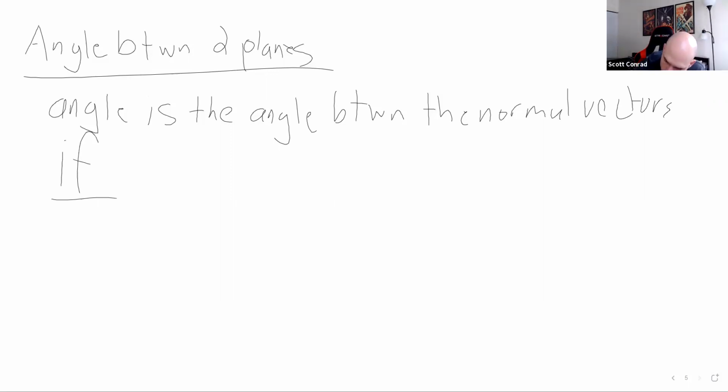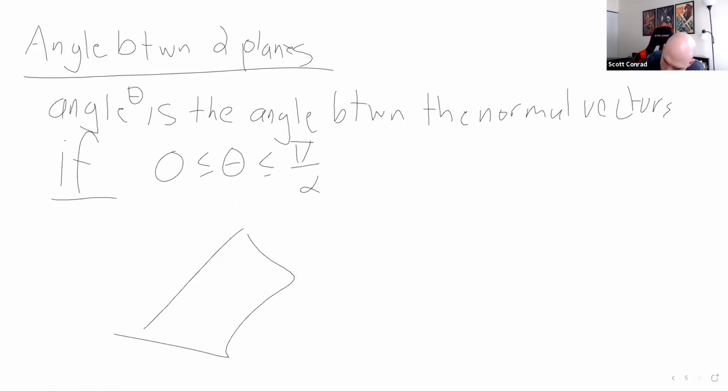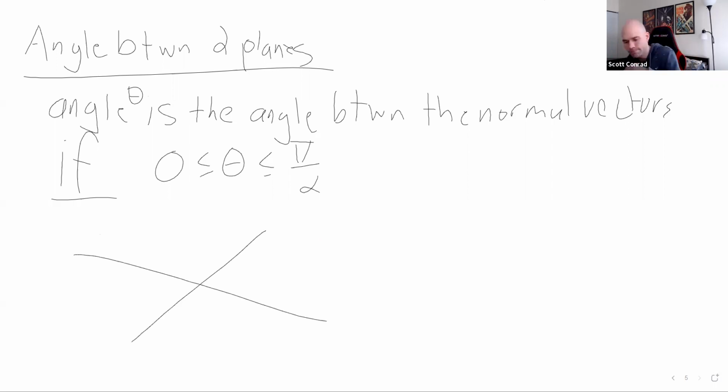If the angle is between zero and pi over 2. Let me see if I can. Okay, so let's look at it. Pretend we're looking at the planes from the side, right? We'll consider these two lines. This will illustrate the point, right?